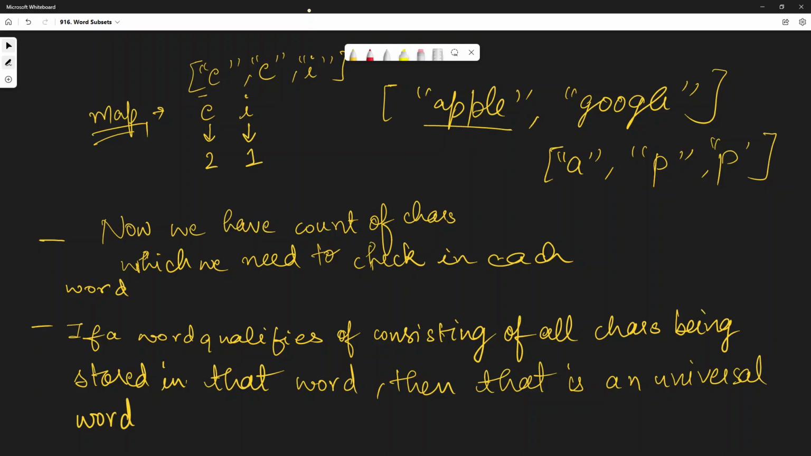Now let us see if the pattern is something like L and E. In both of them L and E are there, and the number is also 1 and 1 only. So we are required to check not only that the letter is present but also the count which is there in the pattern, and also the count of that particular character in that word. Then only we will qualify that particular word as a universal string.